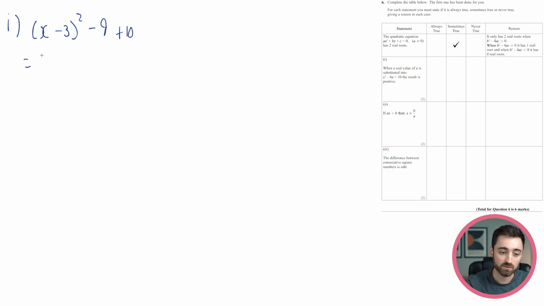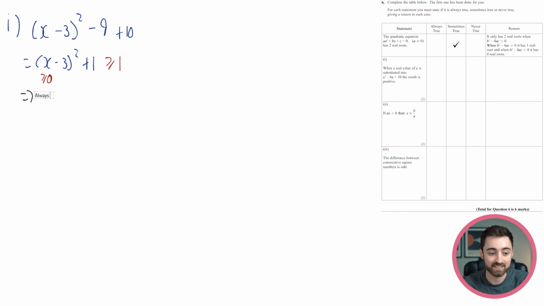So look at what this is equal to. This is a squared number plus 1. Can this thing ever be negative? No, because this bit here is always greater than or equal to 0. 1 is obviously positive, so this whole thing is actually greater than or equal to 1. Therefore, this thing is actually always true, isn't it?